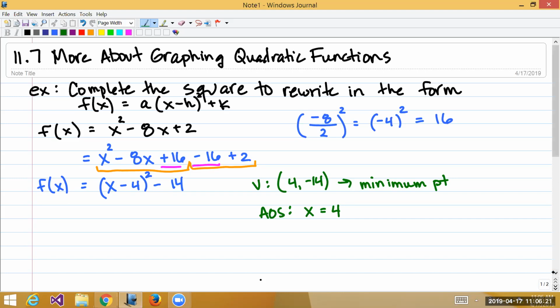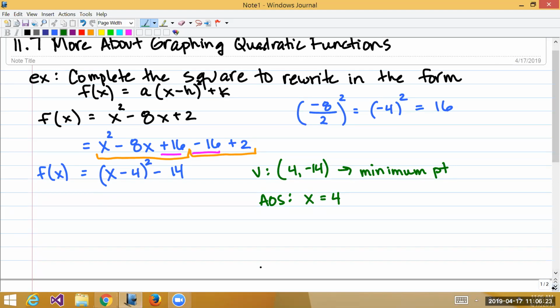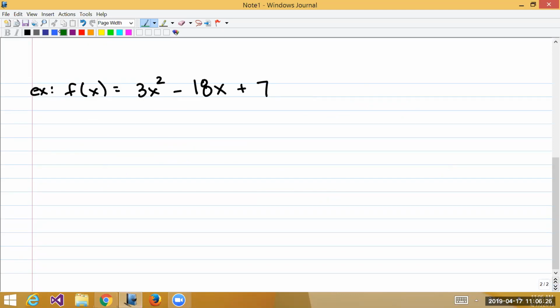Let's try another one. So in this one now, to complete the square, remember we have to have a coefficient of 1 in front of our squared term. So in this case, since we have a 3, we can't divide it on both sides like we were doing when we were solving quadratic equations, because in that one we had a 0 on the other side. But in this case, we don't have a 0. So instead of dividing both sides, what's the other way we can separate the 3 from the x squared? We can factor it out.